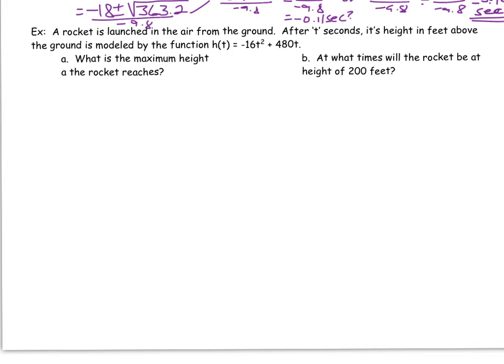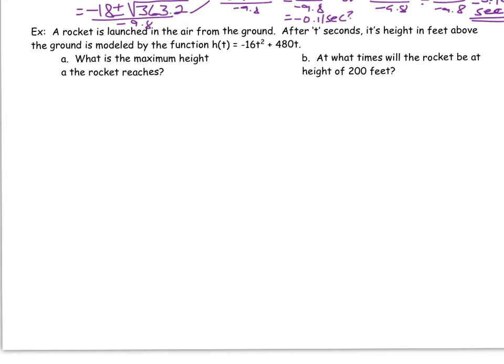For our next example, the formula is actually given to us. It says a rocket is launched in the air from the ground. After t seconds, its height in feet above the ground is modeled by the function h of t equals negative 16t squared plus 480t. So it starts on the ground. That means the initial height is 0. That's why it's missing that last number. It says, what is the maximum height the rocket reaches?